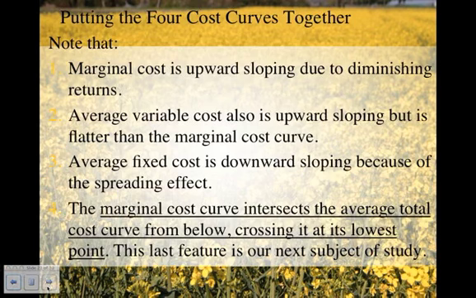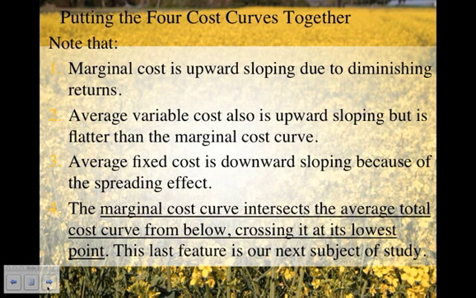So if we put all the cost curves together, it says the marginal cost is upward sloping due to marginal returns. And again, that's not unlike the marginal utility that we talked about with demand, but now we're talking about supply, so that's why the supply curve is upward sloping. The average variable cost also is upward sloping, but is flatter than the marginal cost curve, so it's always going to be below that. The average fixed cost is downward sloping because of the spreading effect, because it's divided amongst more output. If you're dividing 400 by 4 or 400 by 8, that number's going to get smaller and smaller.